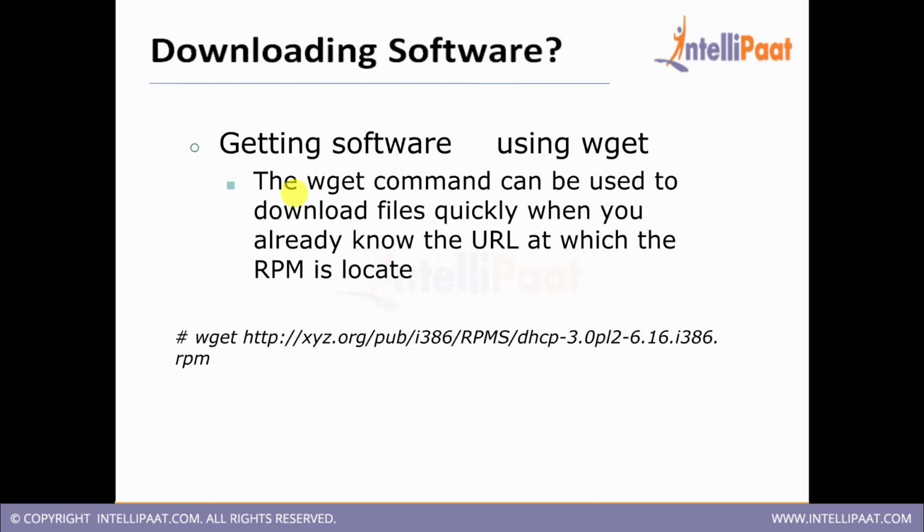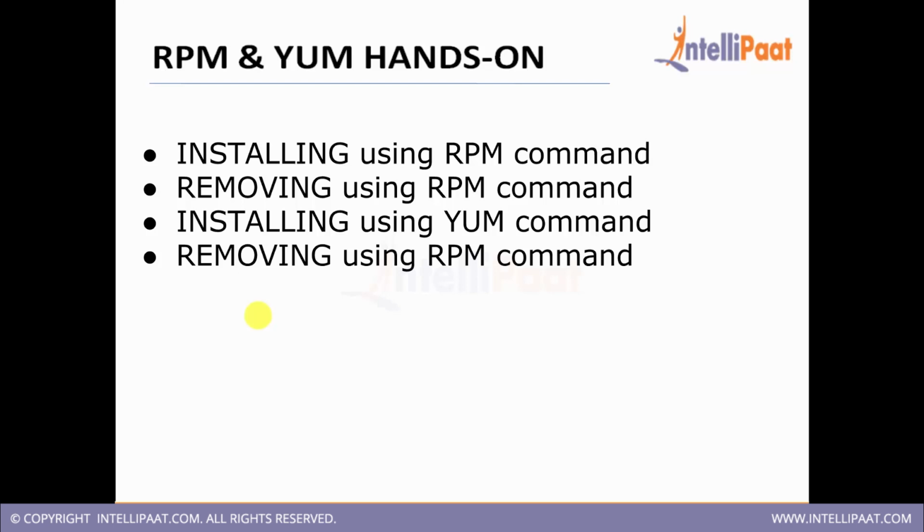And then we have this downloading section. In case of RPM, we have to download it manually, and for that we use the command wget, which will download it from HTTP or FTP archives. And then we did this hands-on on installing using the rpm -ivh command, removing using the rpm -e command, and then we used the yum install and yum remove commands in order to install and remove software packages.